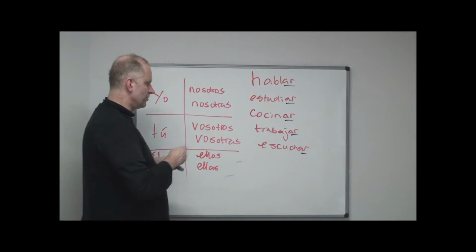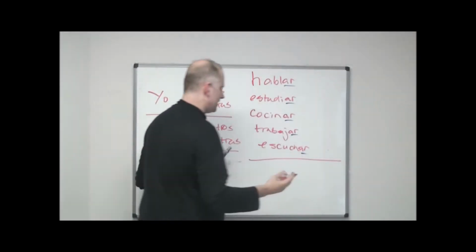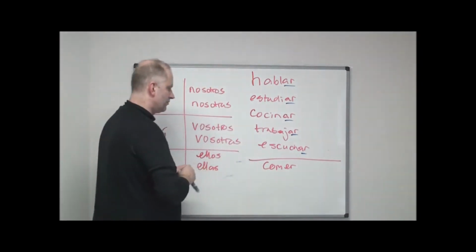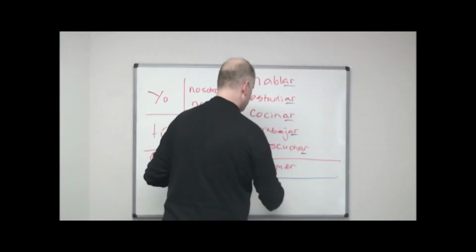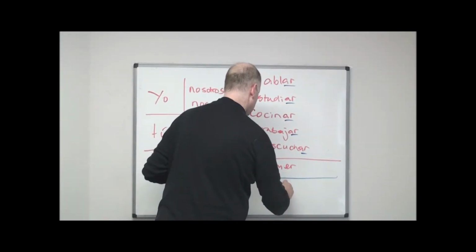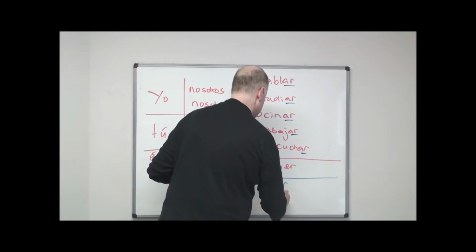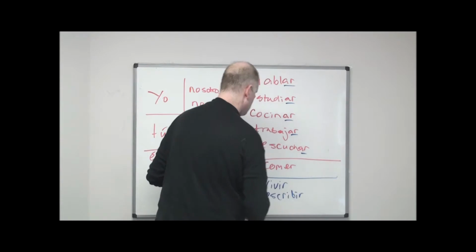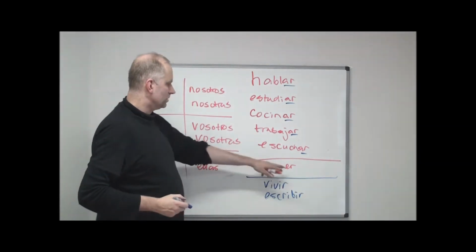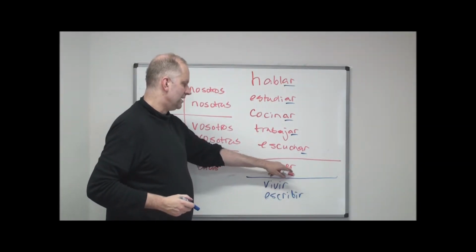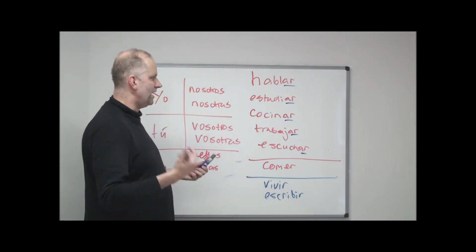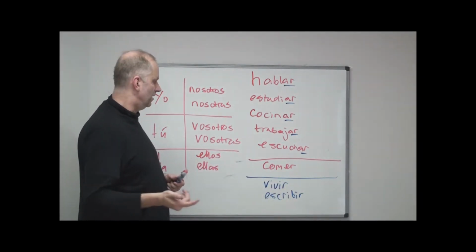So for the other groups, you've got things like comer. Another group of verbs would be things like beber, escribir. So you've got another group which ends in ER, another group which ends in IR, so they're IR verbs. So you've got AR, ER, IR.